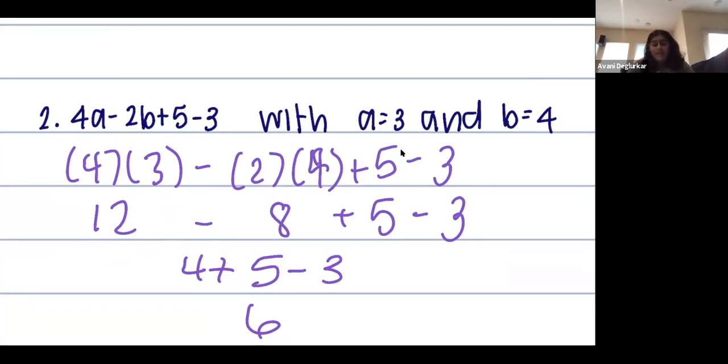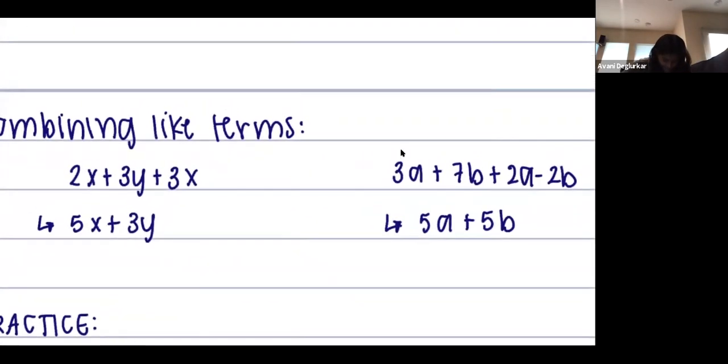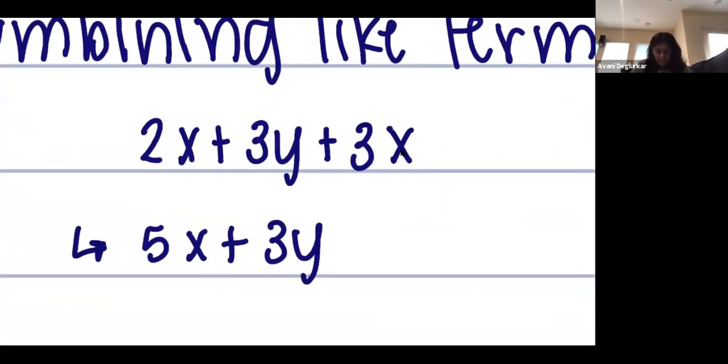Okay, so now that we have 2 variable expressions down, we're going to go on to learning combining like terms, okay? So let's say that we are given something like this. So you have 2x plus 3y plus 3x. Since we have this 2x on the left side of the 3y and the 3x on the right side of the 3y, we can combine those because they're the same variable. So adding them together gives us 5x, and then our 3y from above is here.